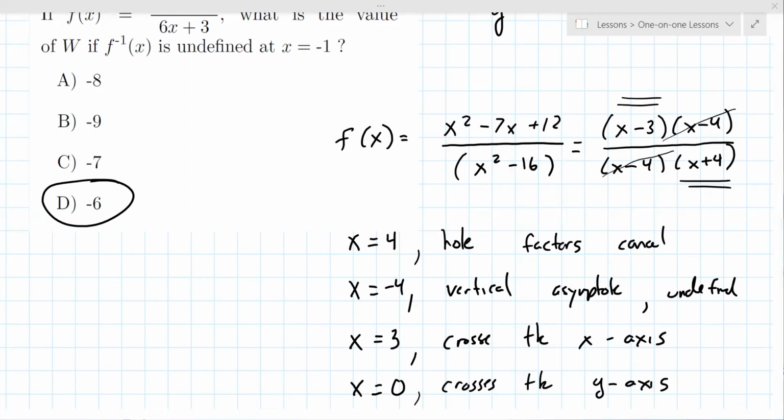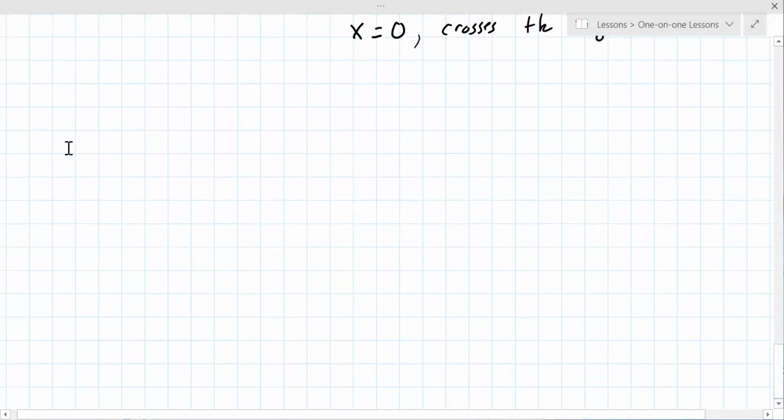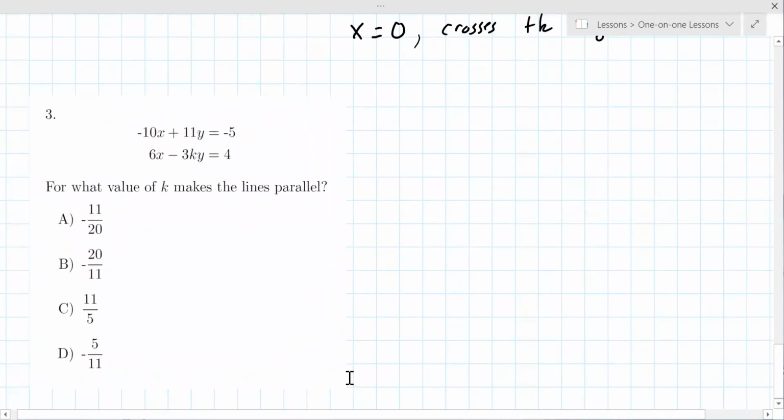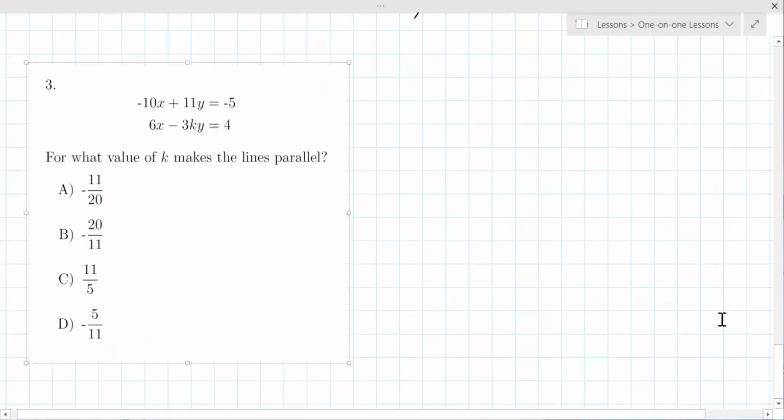All right. So I was just looking at the practice exam. I opened up a new one for us. That's where question 2 came from. I think we've done a lot of these, so I'm just going to grab a question here, and I hope you can work through it pretty quickly because we've done it before, and now we're getting to where we're just reviewing the skills. All right. So this question says, for what value of k makes the lines parallel? So parallel lines have the same slope.